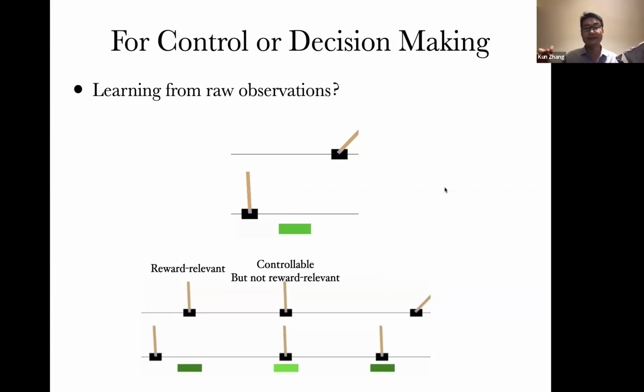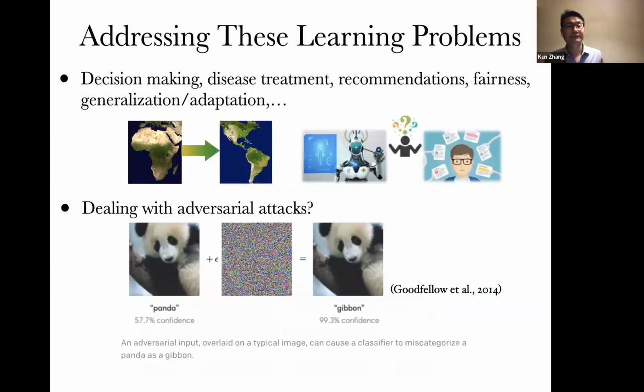And then we can try to understand the system and come up with a solution. Basically, you can see that for decision making, disease treatment, recommender systems, and even fairness in machine learning, domain generalization, and domain adaptation, we care about the representation behind the data. Very often, if you want to do intervention or change users' behavior, say in recommender systems, you have to find a causal representation in order to make sure the outcome is what you want.